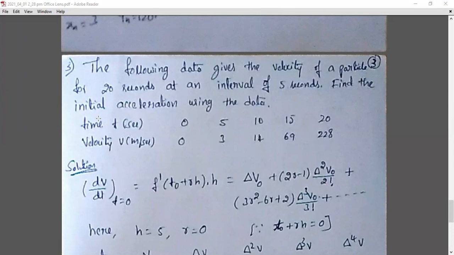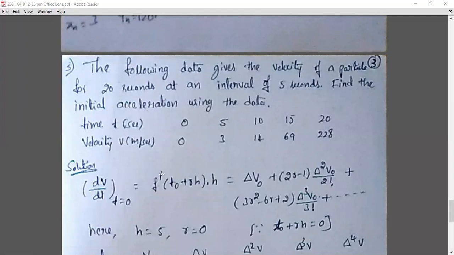Initial means at time t equal to 0. At time t equal to 0, you have to find out the acceleration. As we know that acceleration is nothing but the rate of change of velocity with respect to time, that is, we denote it as dv by dt. Since it is initial acceleration, we have t equal to 0. So this is the first order derivative. It's nothing but f dash.